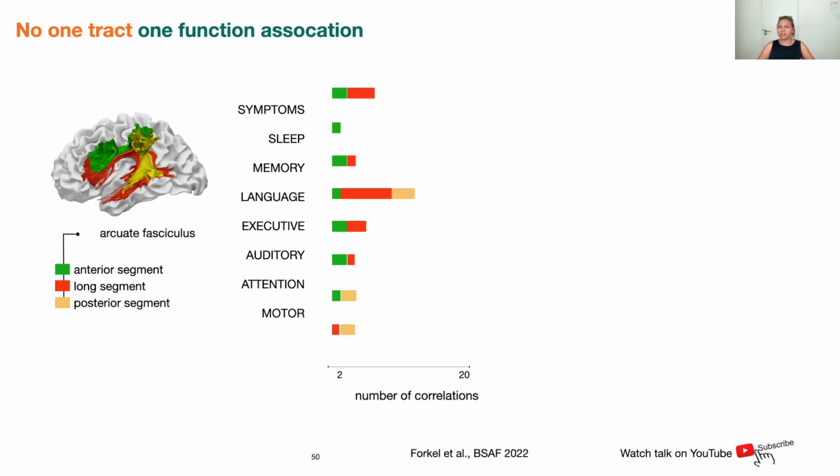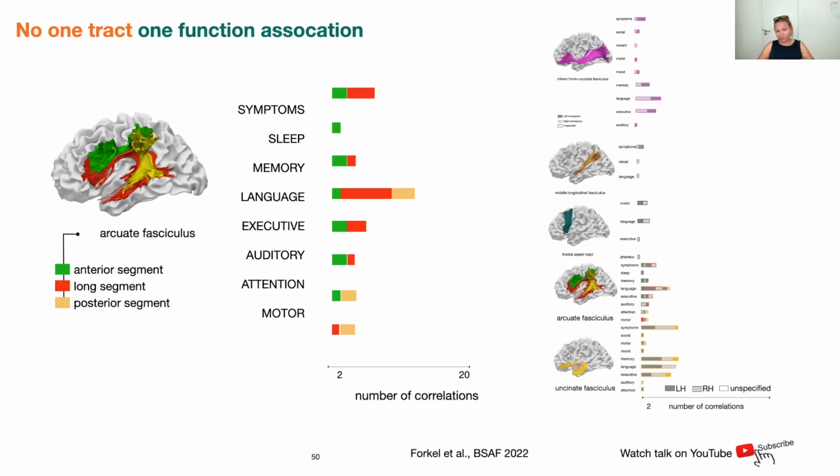And that is not unique to the arcuate fasciculus, but in fact, we looked at all the connections and find the same pattern. There wasn't a single tract that was dedicated to one function only. So now, a great deal of variability in the white matter. The next question is, does it matter?